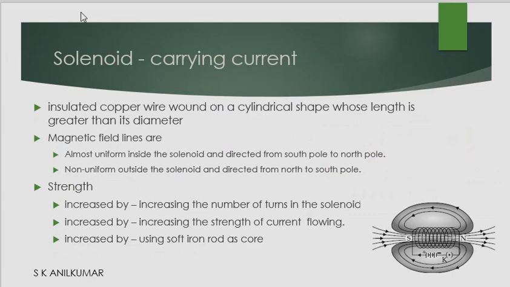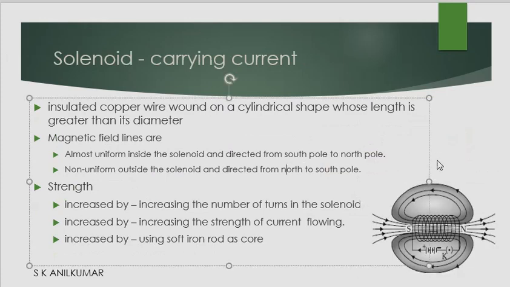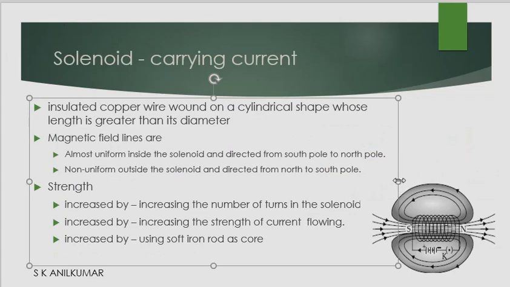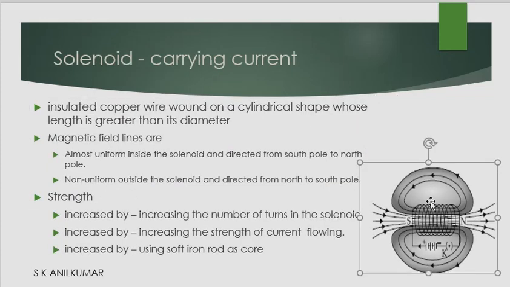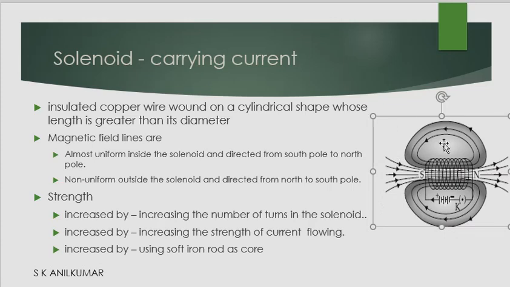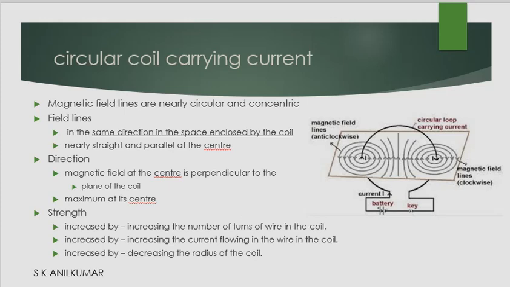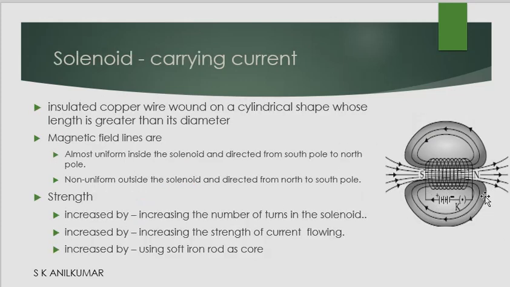This is a coil. Now let us look at a solenoid. What is a solenoid? A solenoid is an insulated copper wire wound in a cylindrical shape whose length is greater than the diameter. If the diameter of the circle is x, the length of the wire should be more than x. That means the length of the conductor should be greater than the diameter of the imaginary cylinder on which the copper wire is wound.